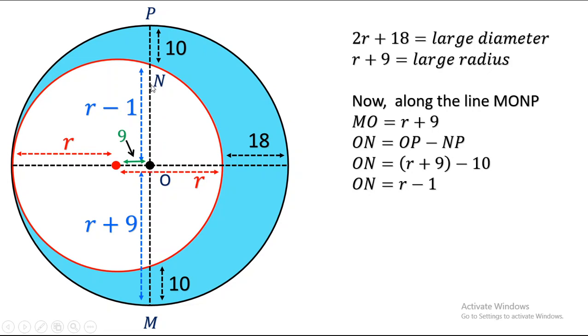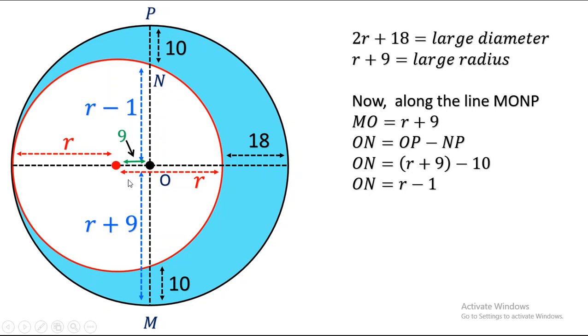From point O to point N is r minus 1, and the distance between these two centers is 9 centimeter. How? Because the radius of the smaller circle is r and the radius of the larger circle is r plus 9. So the difference between r plus 9 and r is obviously 9 centimeter. So the distance between these two centers of the circles is 9 centimeter.